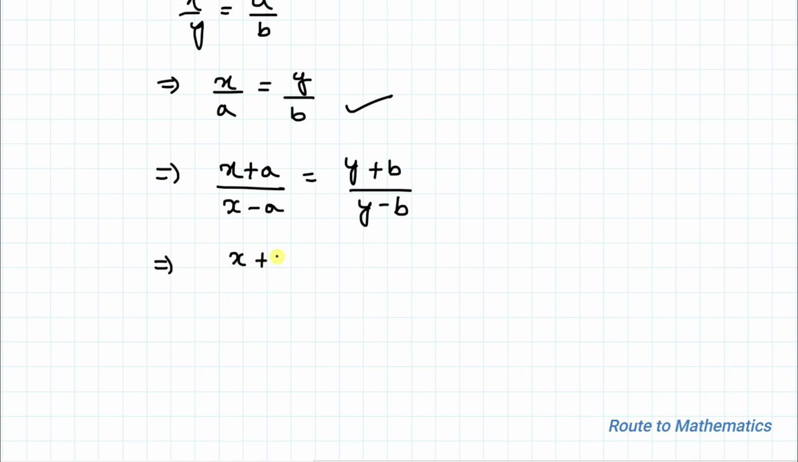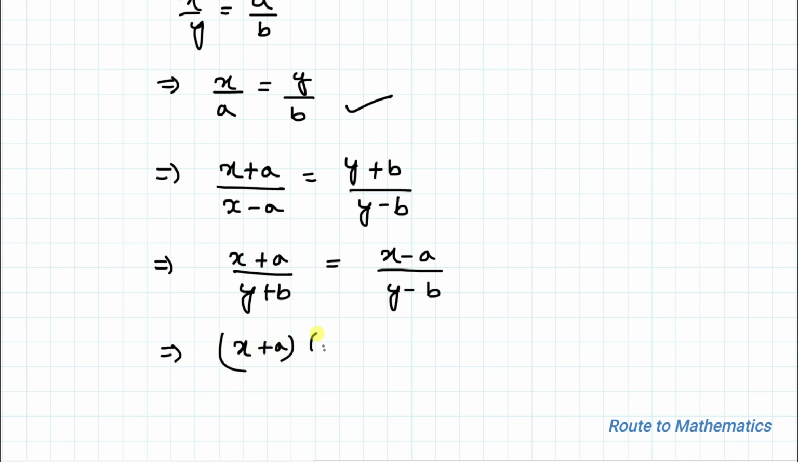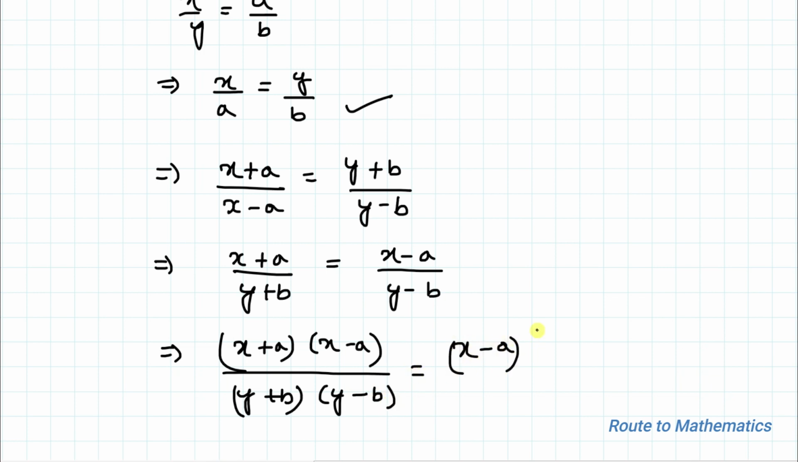So I can write x plus a divided by y plus b equals x minus a divided by y minus b. Now multiplying x minus a on both sides of the equation, we have x plus a multiplied with x minus a divided by y plus b. Here in the denominator, I'll multiply y minus b on both sides. So here we have y plus b times y minus b equals x minus a whole square divided by y minus b whole square.